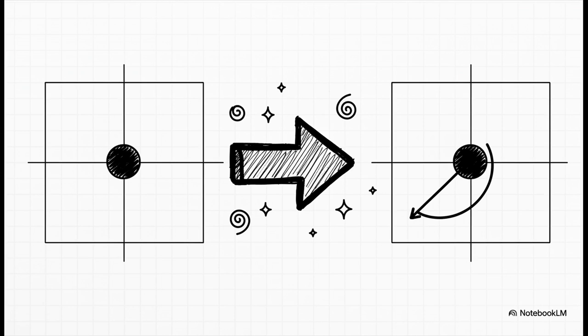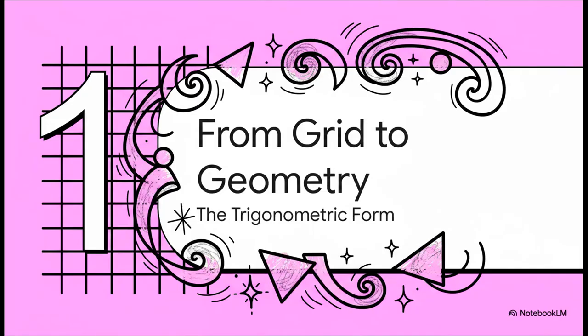But what if I told you there's a much cleaner, much better way to do all this? And it's not just about memorizing some new formula. No, it's about a fundamental shift in how we think about what a complex number really is. We're going to stop seeing it as just a point on a grid and start seeing it as a vector, with a direction and a length. And that switch in thinking brings us to the core idea for today, moving from the grid to geometry by using what's called the trigonometric form. And trust me, this is where the magic really starts to happen.